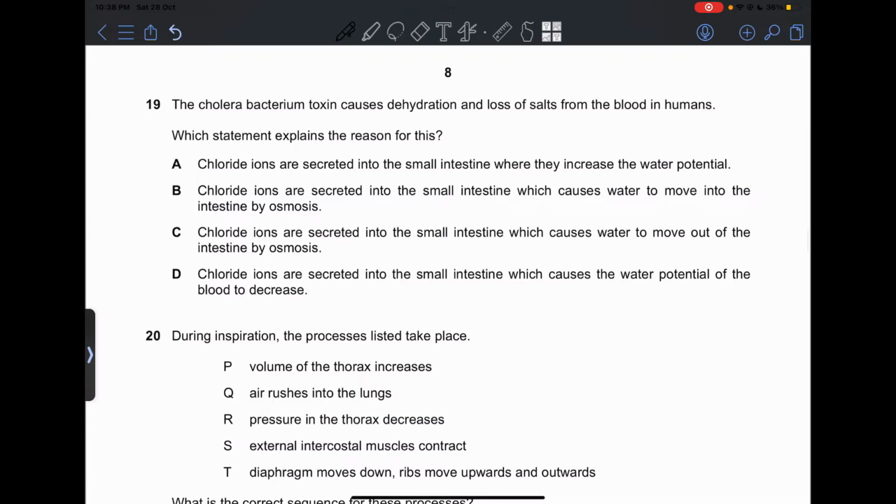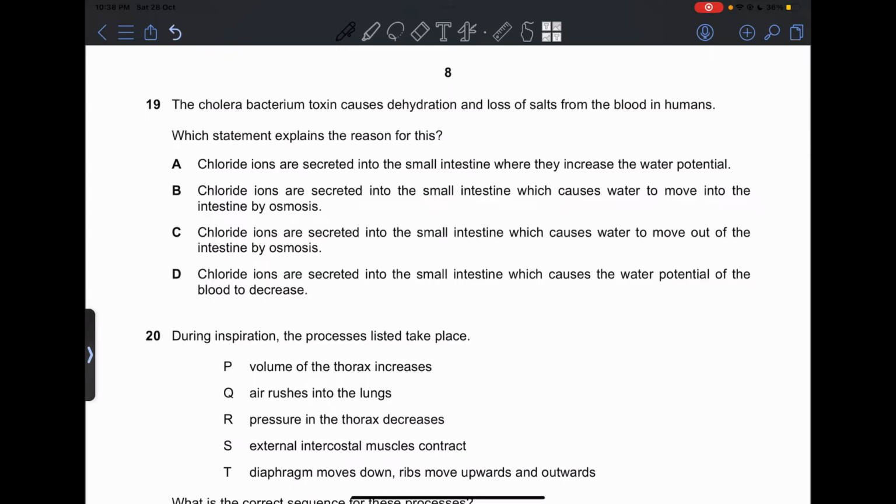19. The cholera bacterium toxin causes dehydration and loss of salts from the blood in humans. Which statement explains a reason for this? So A says chloride ions are secreted into the small intestine where they increase the water potential. This is an incorrect statement because chloride ions don't increase the water potential in the blood. B says chloride ions are secreted into the small intestine, which causes water to move into the intestine by osmosis.